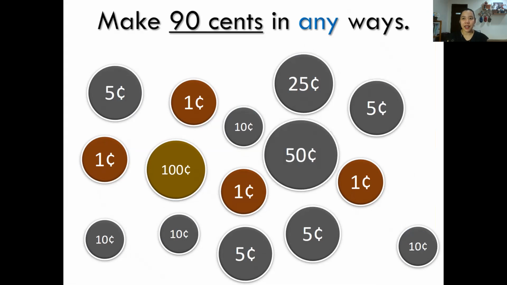Make 90 cents in any way. Go. Very good. I'm sure you say 50 cents plus 10 cents plus 10 cents plus 10 cents plus 10 cents equals 90 cents. Right. Good job right there. Is there any other way? Let's see. Yes. So you can say also 50 cents plus 25 cents plus 5 cents plus 10 cents. And that is equal to 90 cents. Very good. Next.